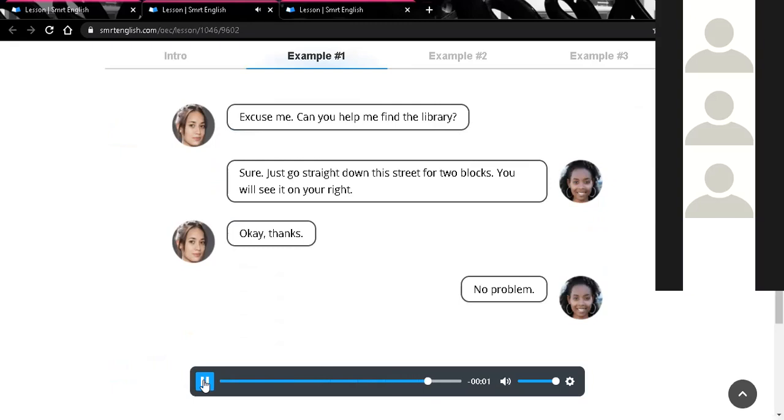Okay, thanks. No problem. Okay, so when we use the expression, just go straight down the street, it means that the person is on the street she needs to be. So it's just like, go down the street for 2 blocks because it is the same block.